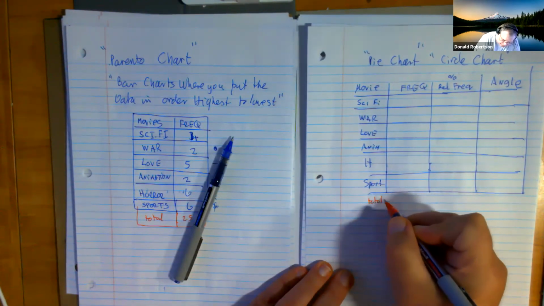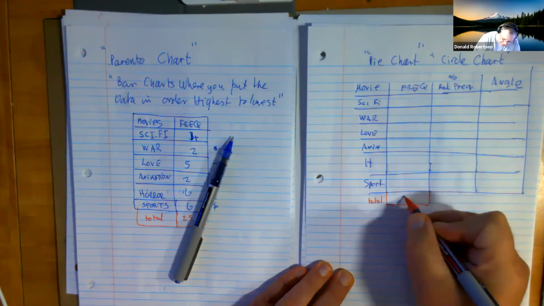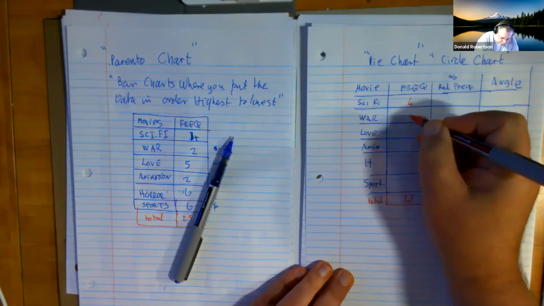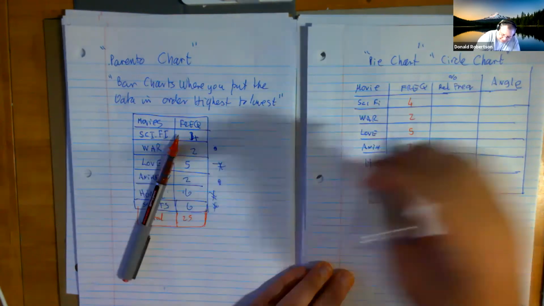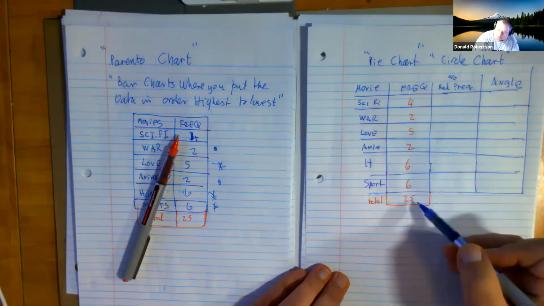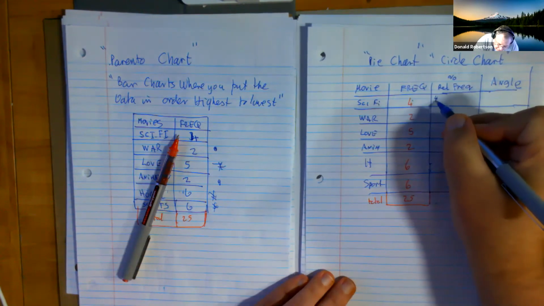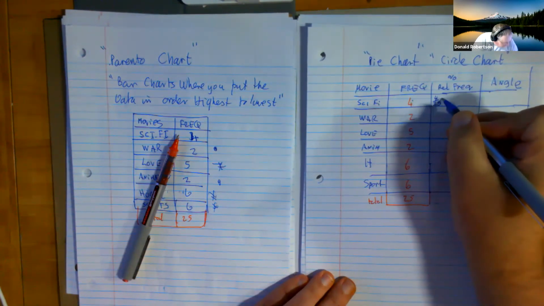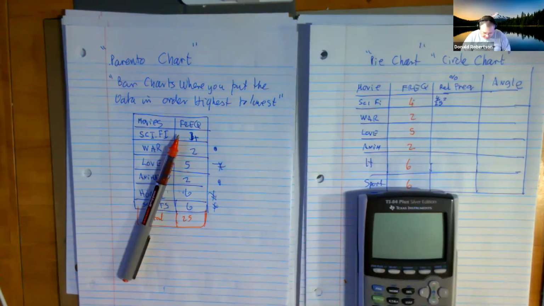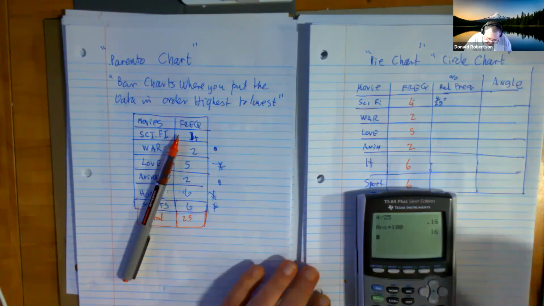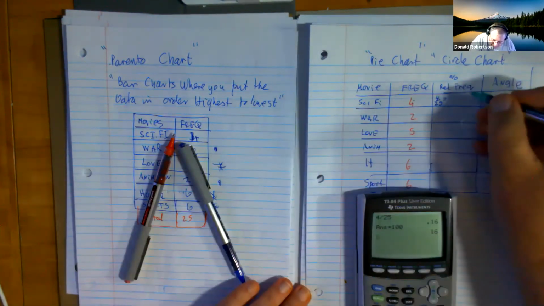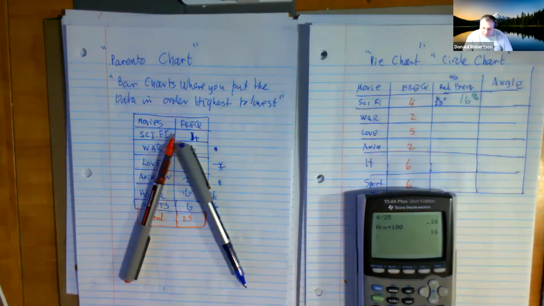The total here is 25. So it was 4, 2, 5, 2, 6, and 6. Now the relative frequency would be 4 out of 25. I'll write the calculation down only for the first one. Now 4 out of 25, if you go to your calculator and you want to make that a percentage, the quickest way to do it is just go 4 divided by 25, and then multiply everything by 100. So what you get here is 16%.